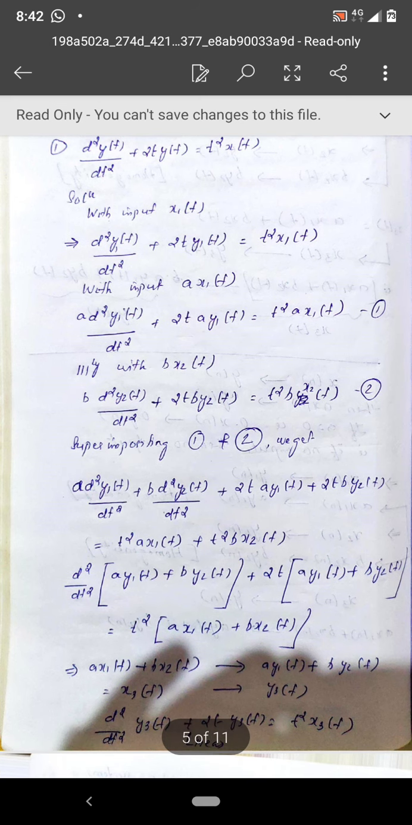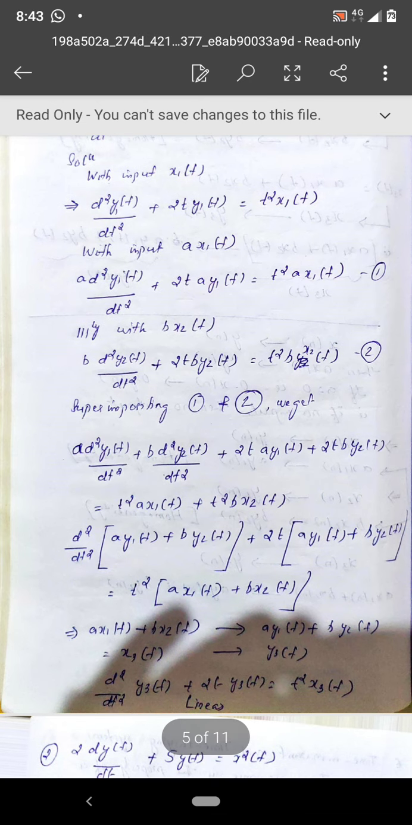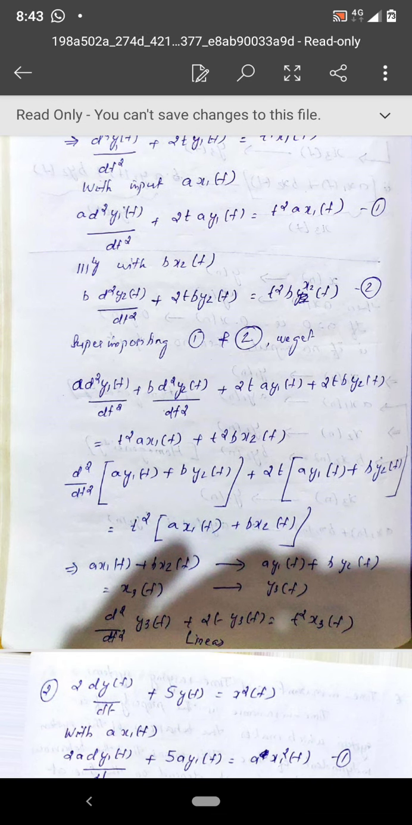So when you add or superimpose those two signals, you can combine all the common terms. That is what you are getting here: a d square by dt square of y1 of t plus b d square by dt square of y2 of t plus 2t a y1 of t plus 2t b y2 of t equal to t square a x1 of t plus t square b x2 of t. Now I take d square by dt square outside. You get a y1 of t plus b y2 of t, plus, then you take 2t, that is a y1 of t plus b y2 of t, which is equal to, I take t square outside, that is a x1 of t plus b x2 of t.